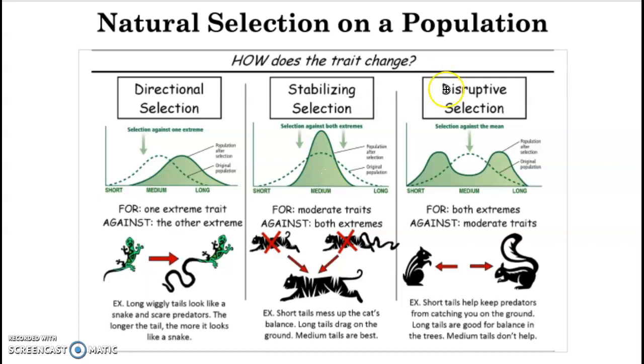And the last is disruptive selection. So this is where we would see both extremes of the trait and a smaller amount in the middle. So we could have an extremely short tail or an extremely long tail. Either of those could provide some sort of advantage, whereas the medium length tails wouldn't help that organism to survive.